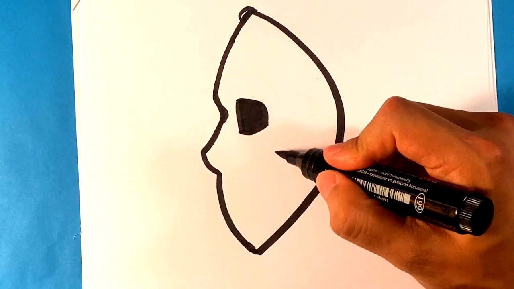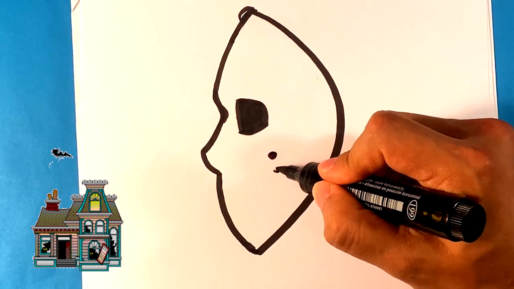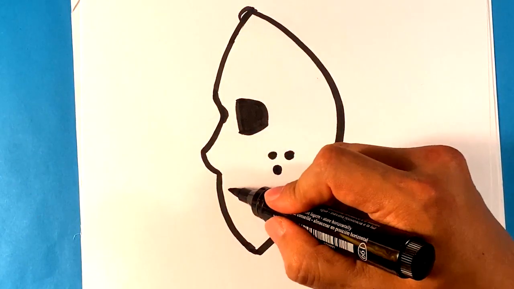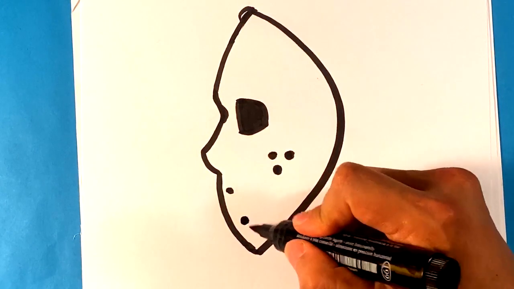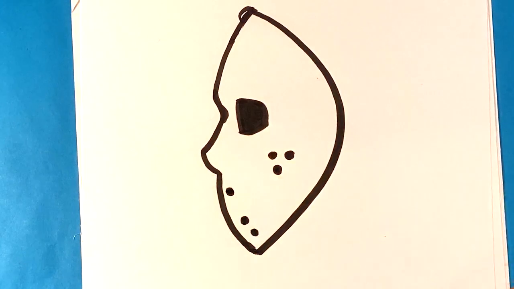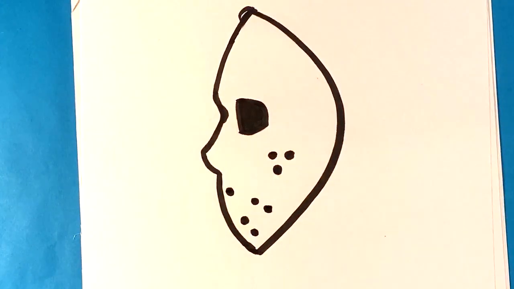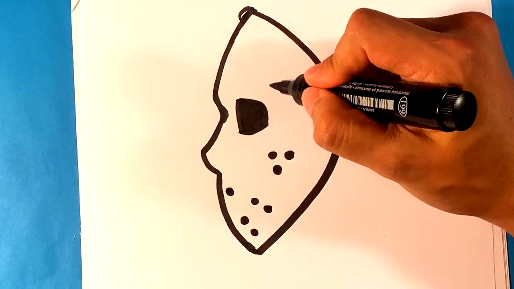So there's three dots on his cheek. This is a hockey mask, right? So it has air holes, essentially. Three dots here. There's a dot over here, toward the front of the mouth, and it goes down. There's two other ones here, and there's two over here as well. There's three dots on his temple.